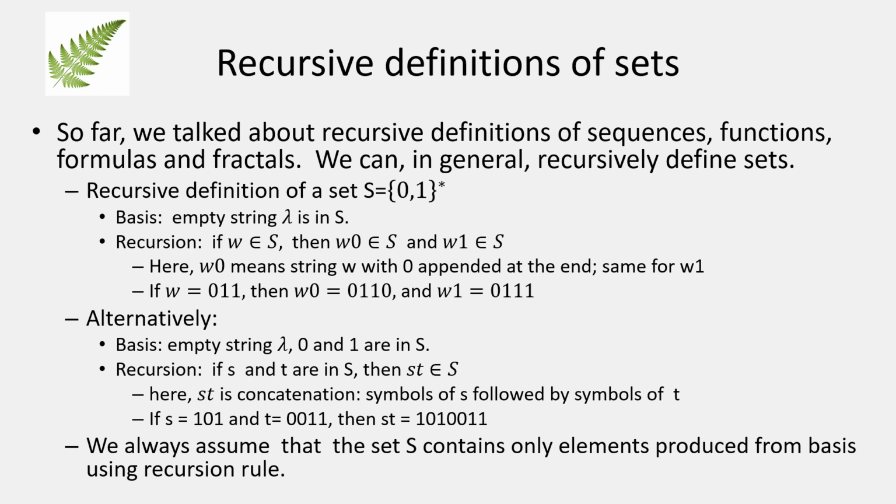So in general, you can define not only sequences, functions, and so on and so forth. You can define very general things such as sets. And this is what you see most often when you're dealing with recursive definition of things in computer science. You define sets and you also define structures, like data structures. So here are some examples of definitions of sets, recursive definitions.